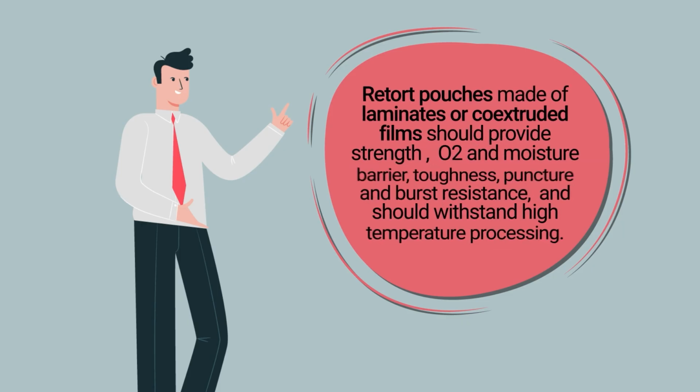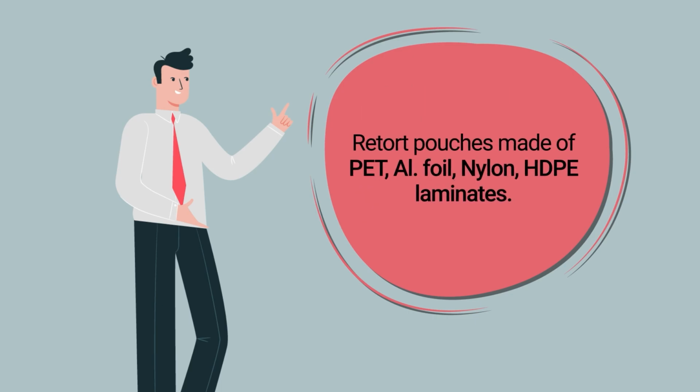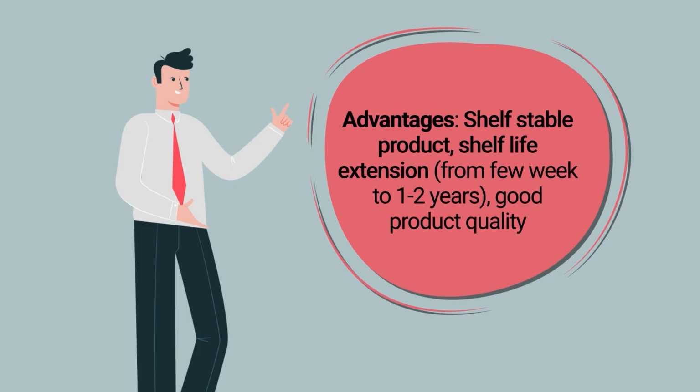The retort pouches should be made of laminates or co-extruded film just to provide the strength, the barrier to oxygen, moisture, and toughness, and puncture and burst resistance, and it should also withstand the high temperature processing. And retort pouch laminates or co-extruded film can be made of PET, aluminium foil, nylon, HDPE laminates, etc. And it provides the product shelf stability.